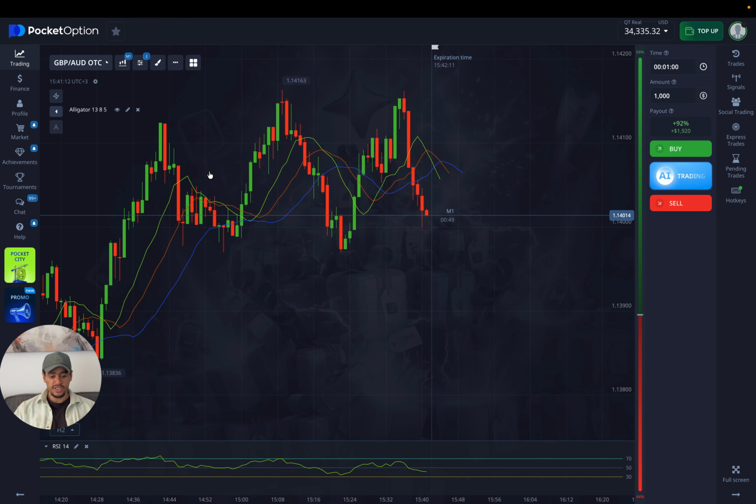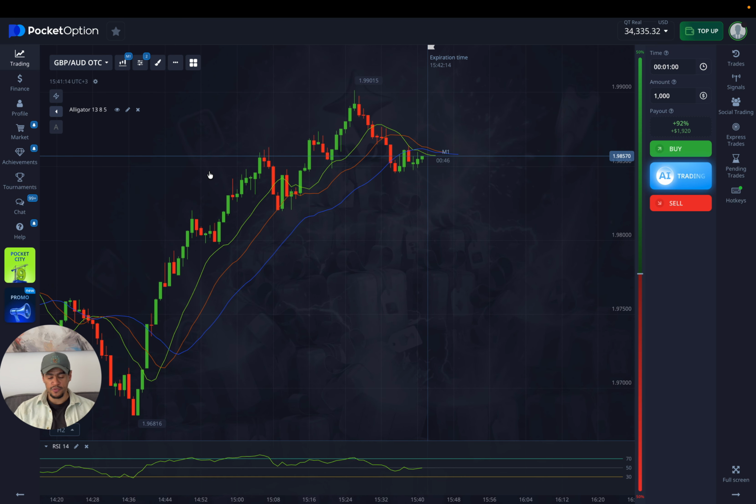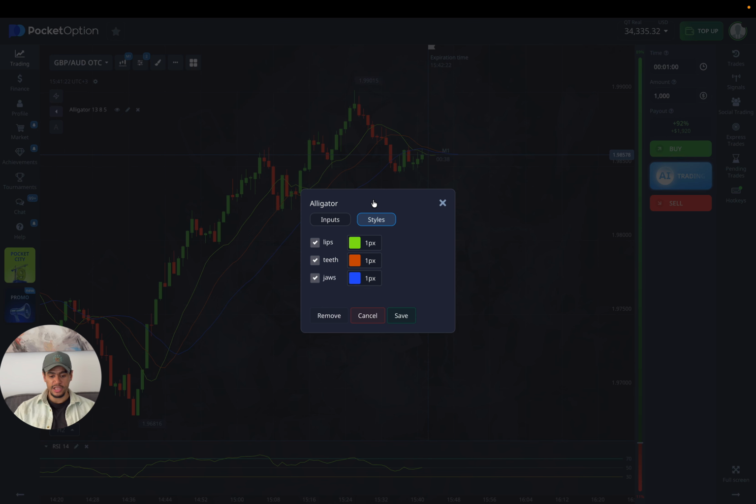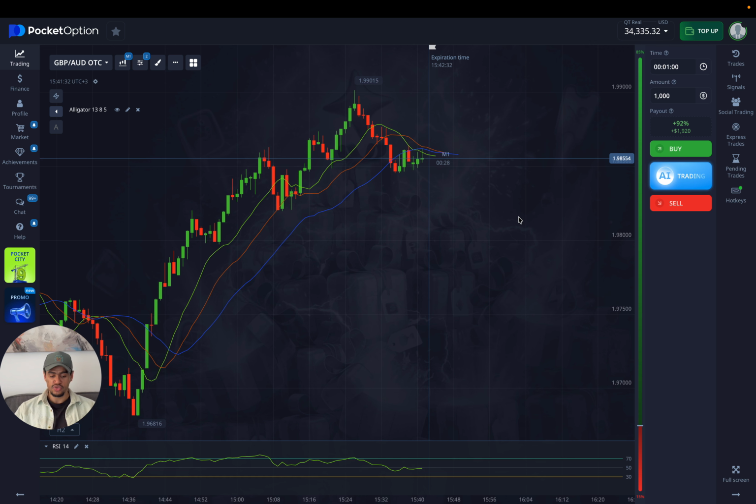So the first thing that you need to be paying attention to is the cross of the jaws over the other two lines. You of course have right here jaws, teeth, and lips. You're looking for either lips crossing downwards, or you're looking for the jaws moving upwards through the other lines. And this is how you are going to be making money. It's super simple. You're just looking for the cross.